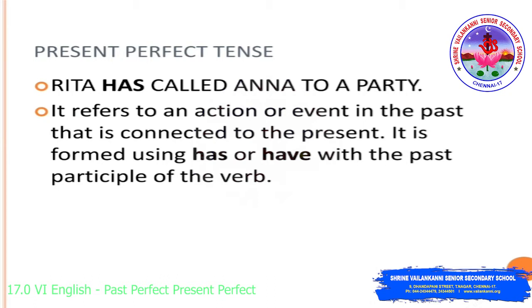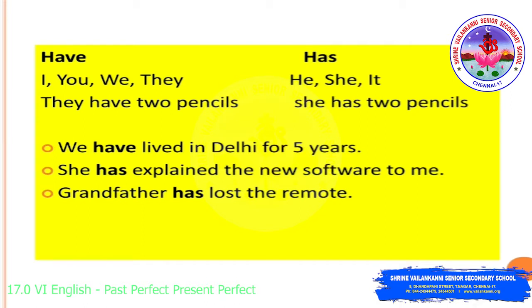Rita is the subject, has, and called is the past participle. Anna to a party. Okay? It is formed using has or have with the past participle of the verb. Has or have will differ from subject to subject. Now for the subjects I, you, we, they, we use have.